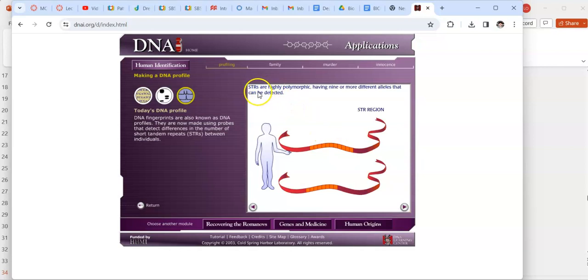And so these are short tandem repeats, right? And we talked about those as lines and sines. In this case, they can have 9 or more different alleles that can be detected. So if we look at this variable region, we have in this case 1, 2, 3, 4, 5, 6, 7, 8 repeats, and in this one we have 1, 2, 3, 4, 5, 6, 7, 8, 9, 10, 11 repeats. And so this person's genotype would be 8, 11 for that particular locus.